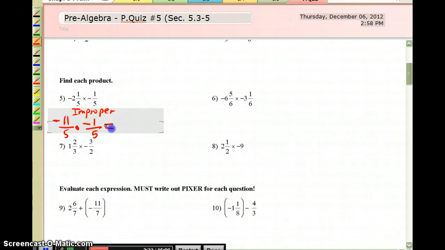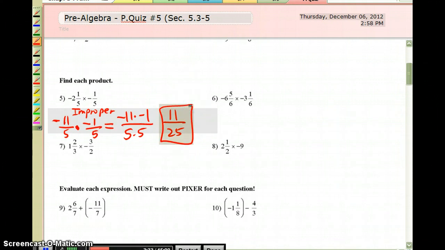Okay, and then we are going to multiply across, so negative 11 times negative 1 gives me positive 11, and then 5 times 5 gives me 25. Now, even though this question happens to have the common denominators, it doesn't really matter when I'm multiplying them, and I don't really need it.